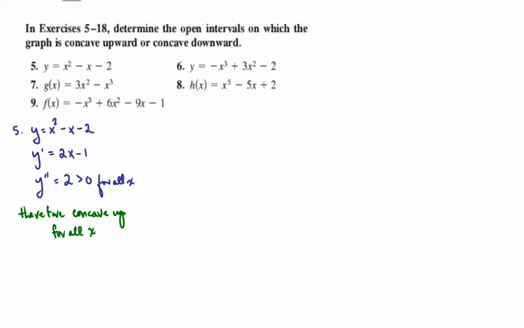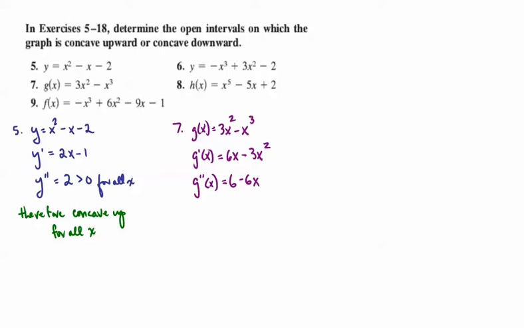Let's look at number 7. We have g of x is equal to 3x squared minus x to the third power. We find the first derivative, and that is 6x minus 3x squared. We don't stop there. We go right to the second derivative. Second derivative is 6 minus 6x.